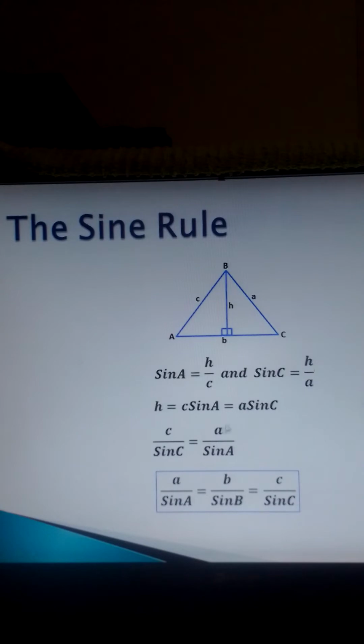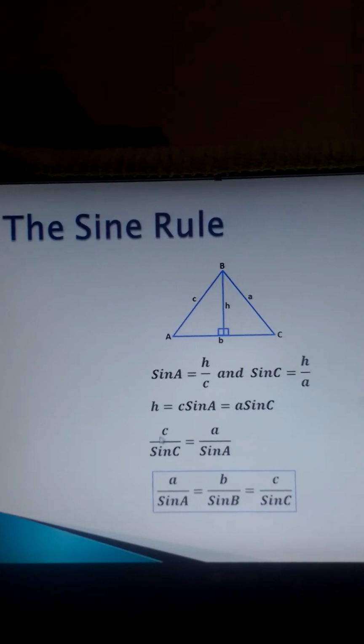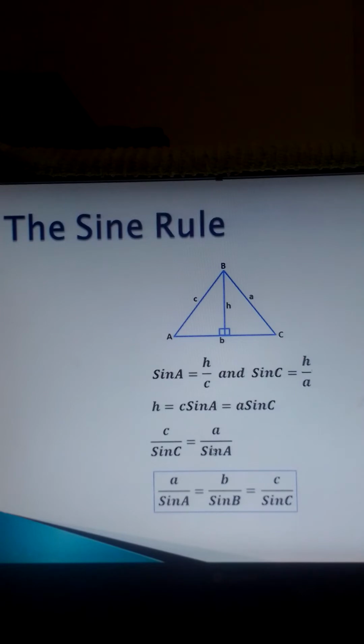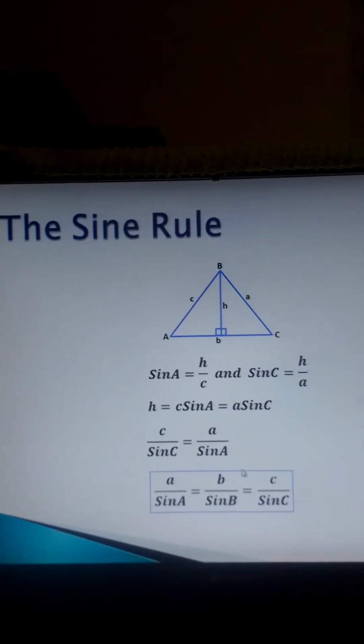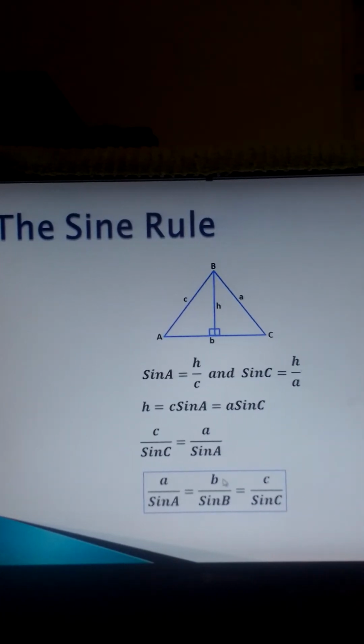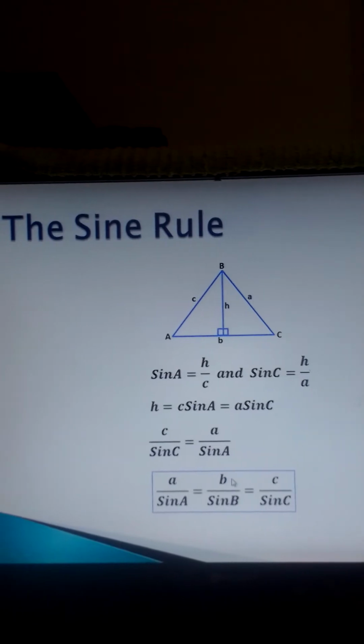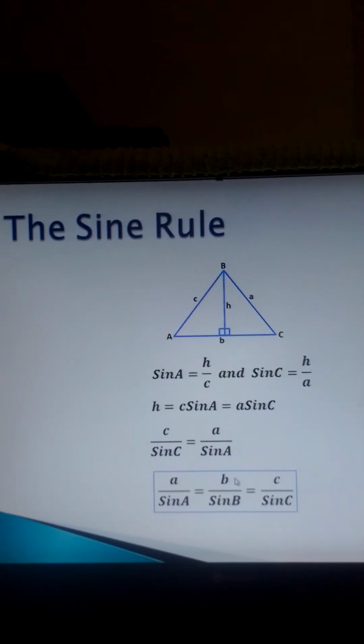So from here we get these two expressions: c over sine C is equal to a over sine A. And it can be shown that c over sine C is equal to a over sine A, which is equal to b over sine B. And that is the sine rule. Now let us see how you can apply that rule to solve a triangle.